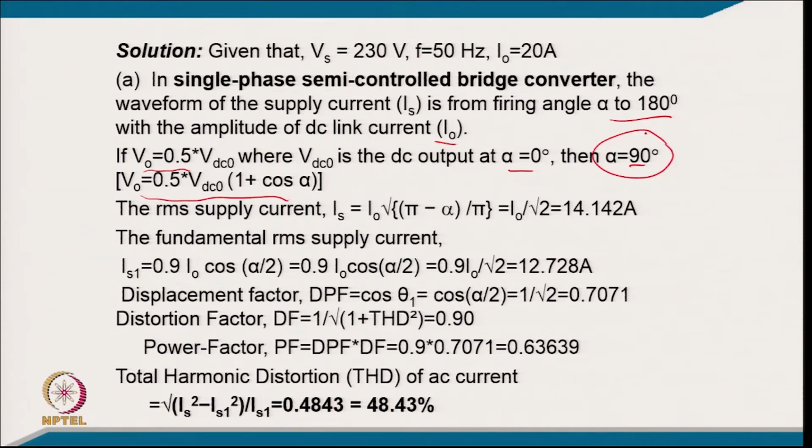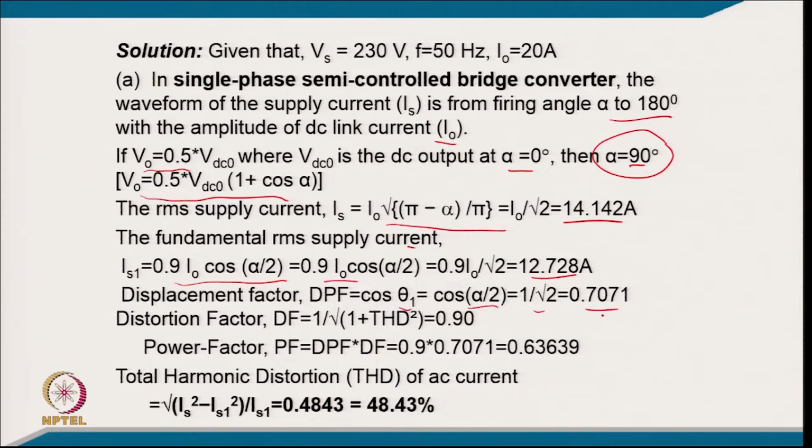RMS current we can now find from this relation. Putting in this value, the RMS current comes to 14.142 ampere, and the fundamental RMS current, if you put in all these values, because in a semi converter the fundamental is crossing alpha by 2, comes to 12.728 ampere. Displacement factor is cos theta 1, that is cos alpha by 2 in a semi converter with constant DC current. So, it comes to 1 by root 2.